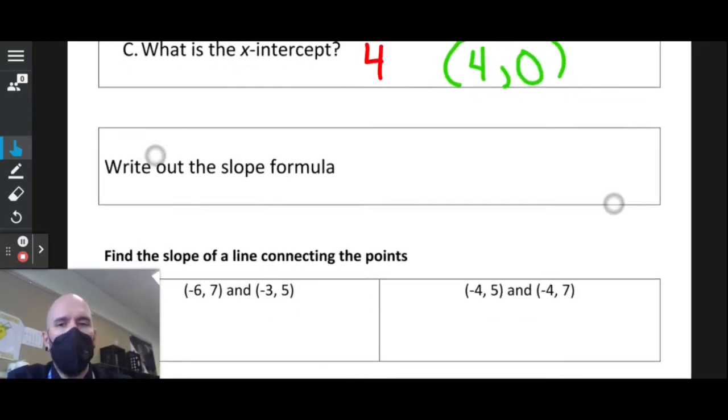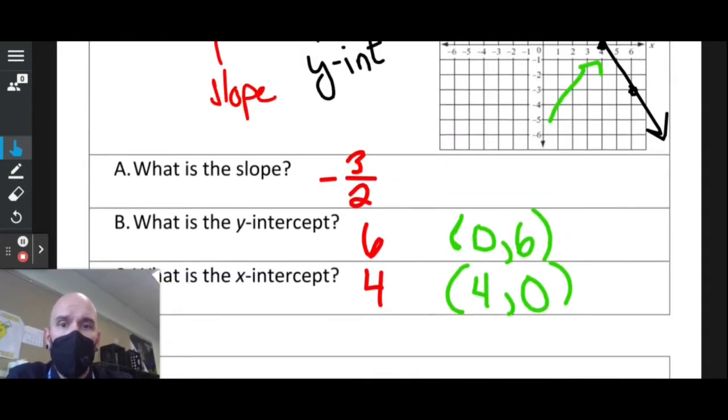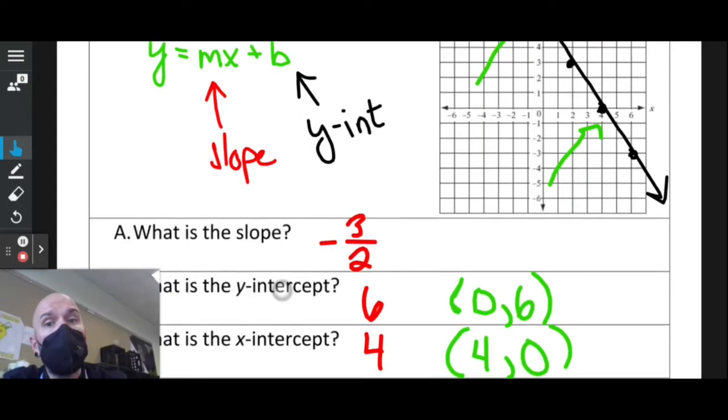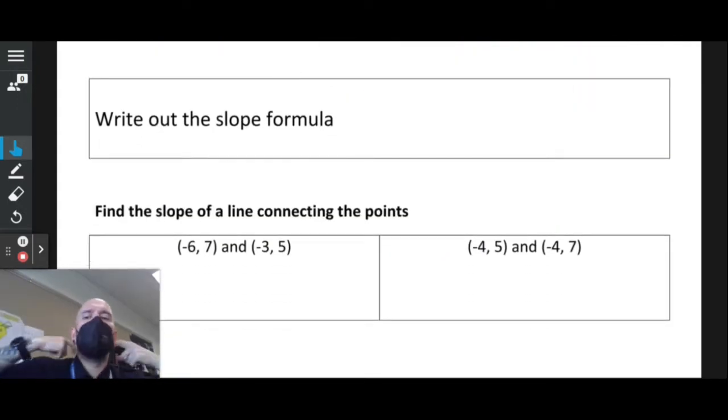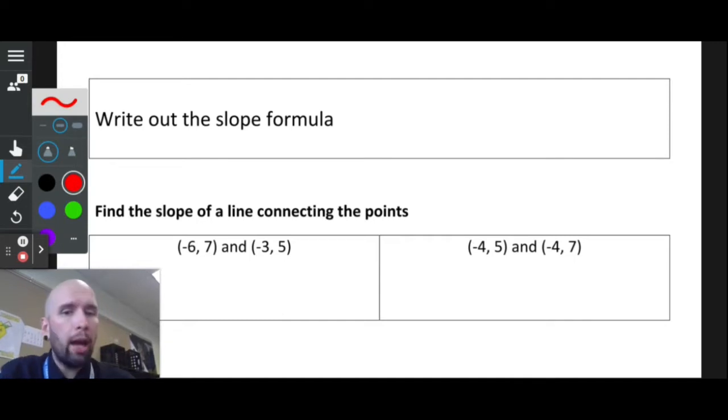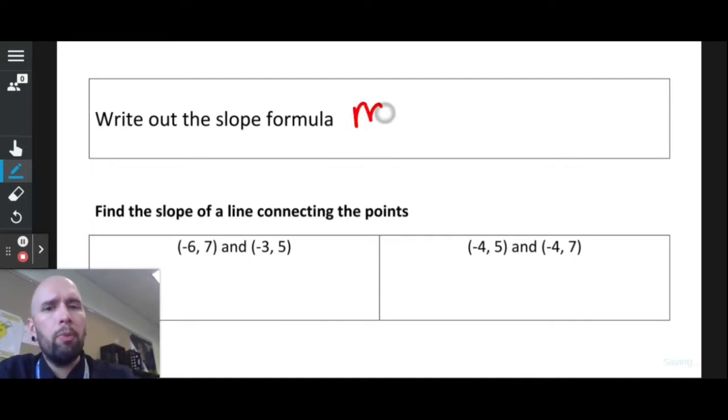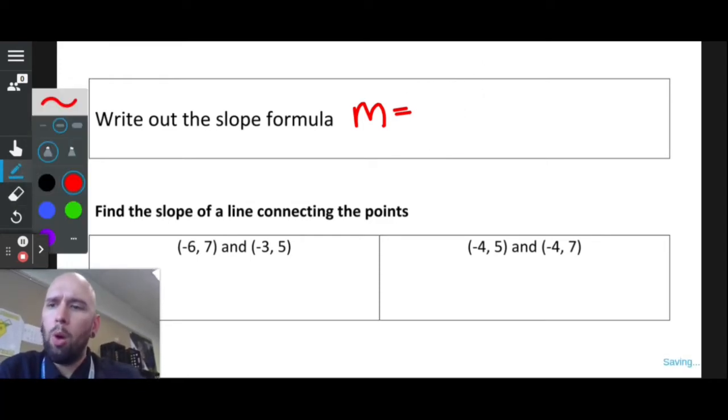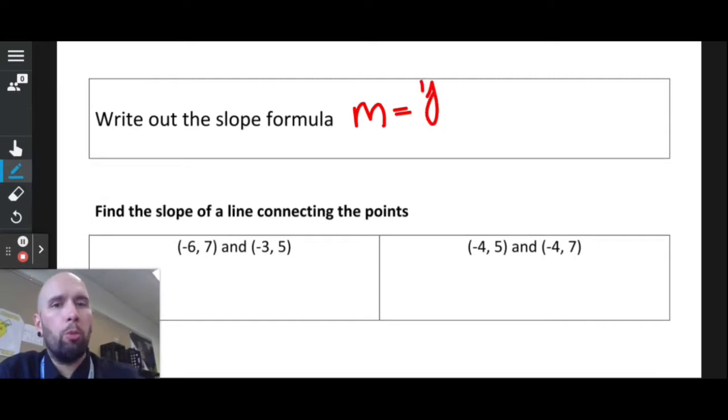Write out the slope formula. Well, the slope formula is not that guy. That's the green guy. That's slope-intercept form. What's the slope formula? The slope formula is how you find the slope if you don't have a picture. So you say m equals y sub 2, let me make myself a little bit more space. M equals, M for slope, y sub 2 minus y sub 1 over x sub 2 minus x sub 1.